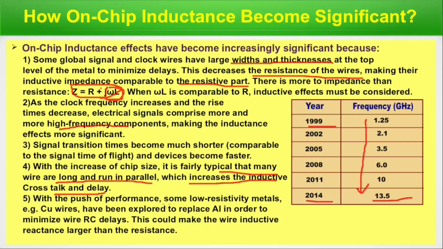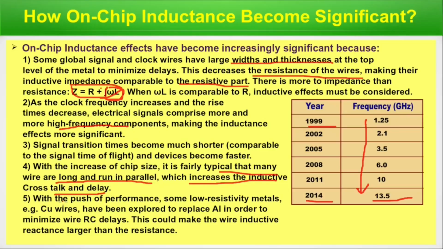So what is actually happening? The wires or interconnects are connecting. There are many operating blocks on the same design, same system, and they are connected for complex operation. So wires are running for longer lengths and they are running in parallel. So that increases the inductive crosstalk and delay.